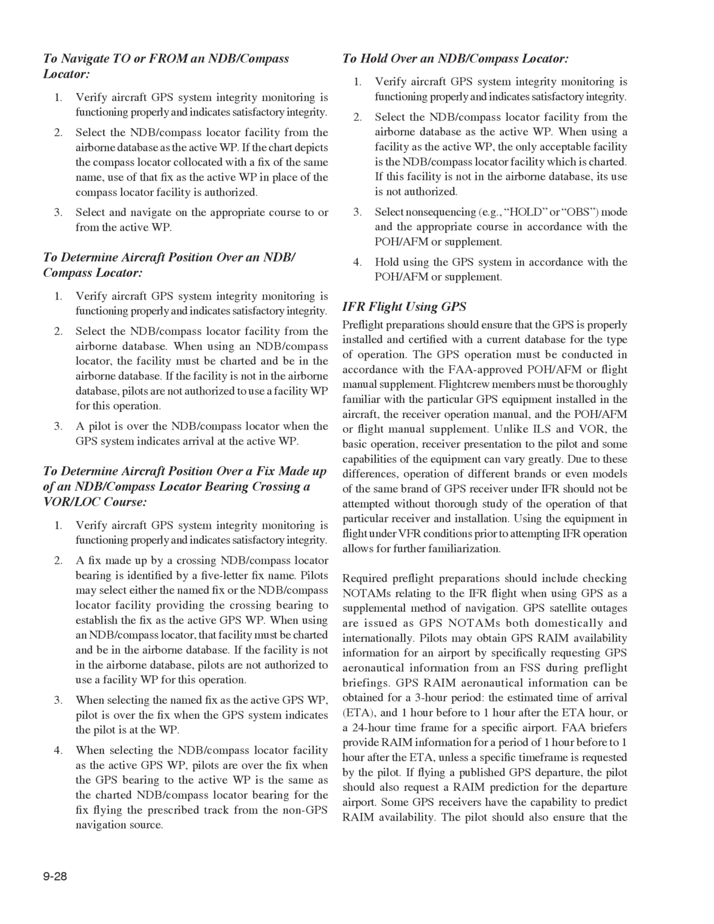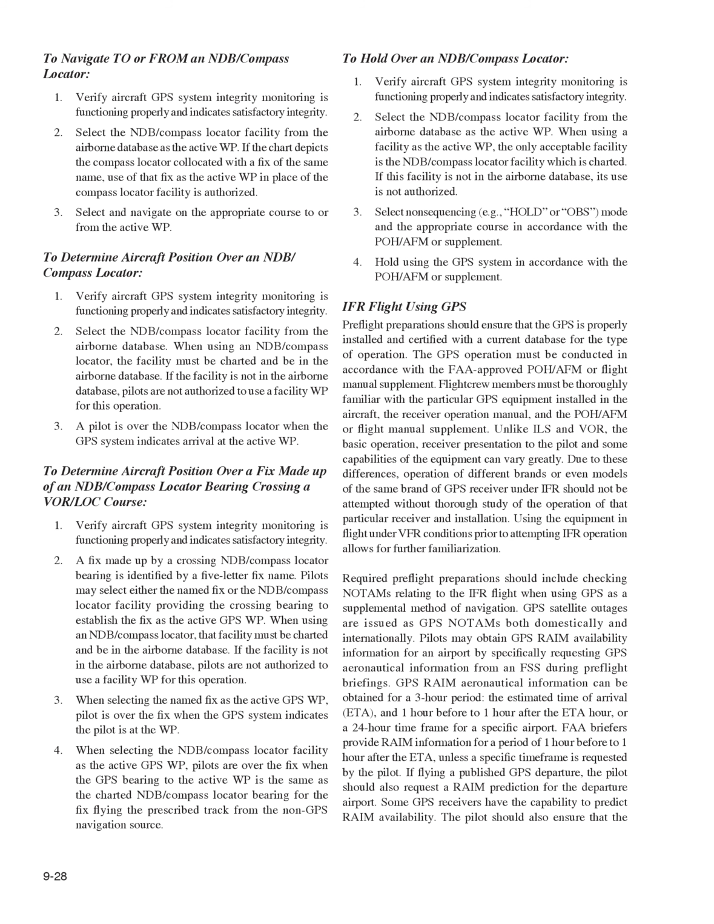When using an NDB/compass locator, that facility must be charted and be in the airborne database. If the facility is not in the airborne database, pilots are not authorized to use a facility WP for this operation. 3. When selecting the named fix as the active GPS WP, pilot is over the fix when the GPS system indicates the pilot is at the WP.